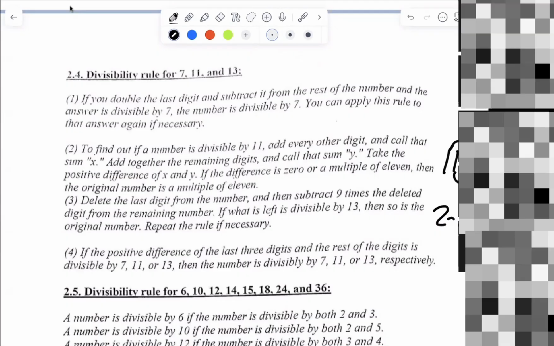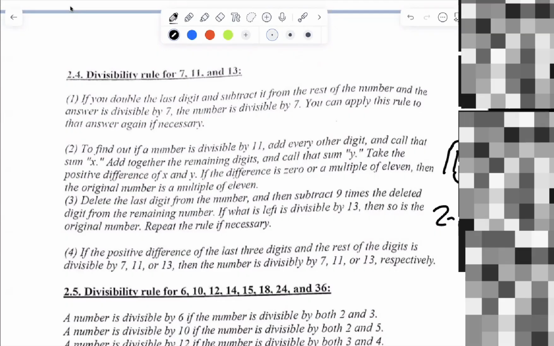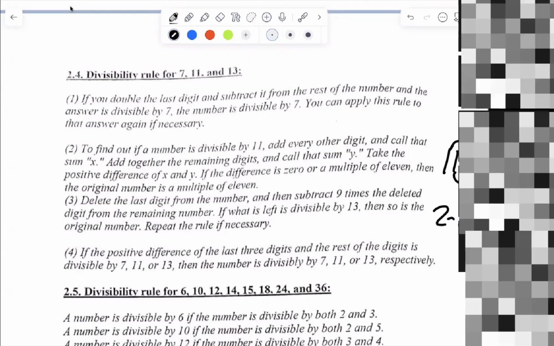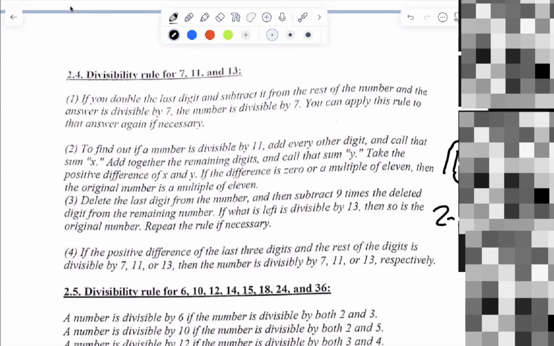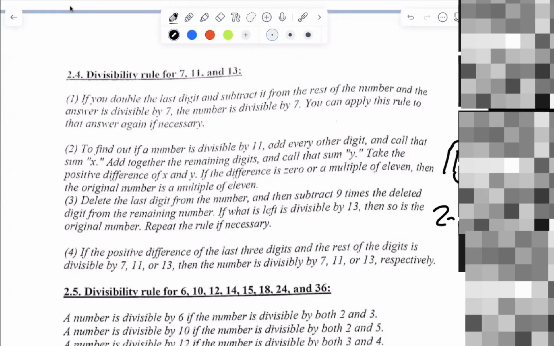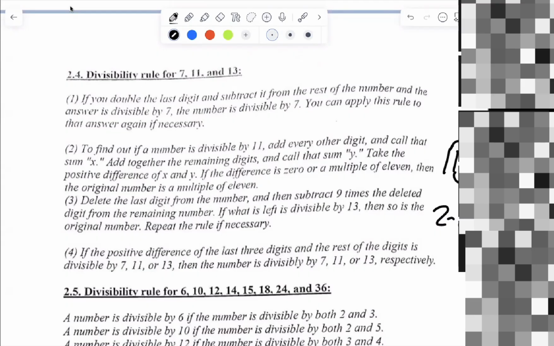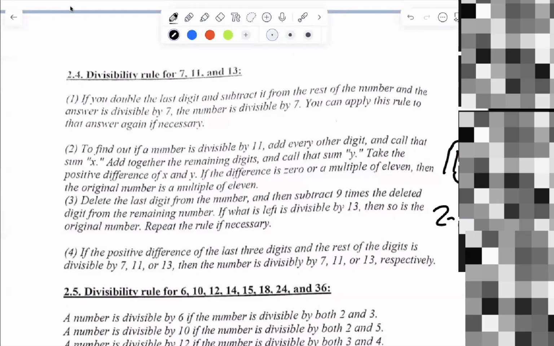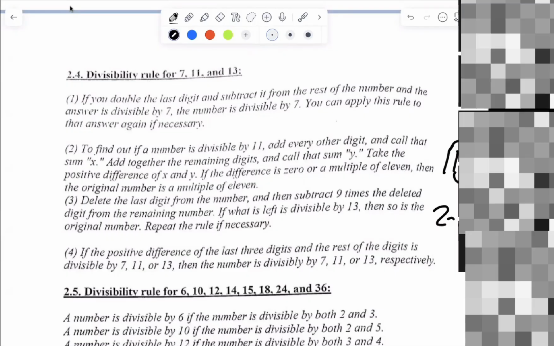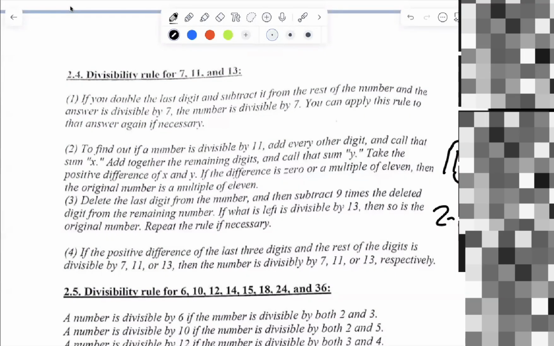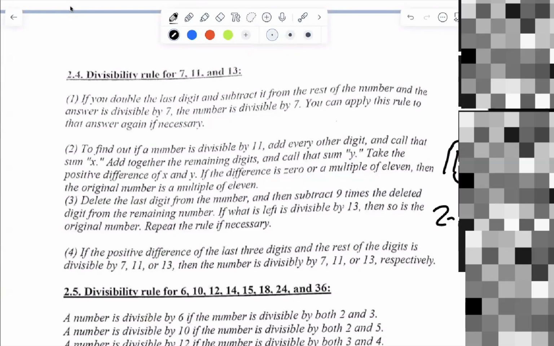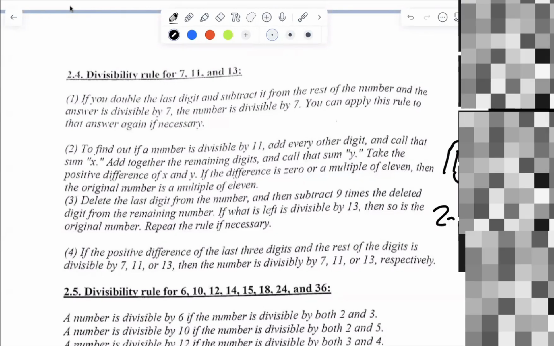If the positive difference of the last 3 digits and the rest of the digits is divisible by 7, 11, or 13, then the number is divisible by 7, 11, or 13, respectively. And then another divisibility rule for 7. If you double the last digit and subtract it from the rest of the number, and the answer is divisible by 7, then the number is divisible by 7. You can apply this rule to that answer again if necessary.